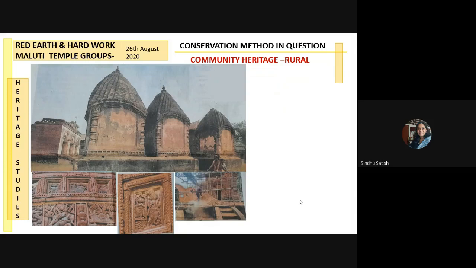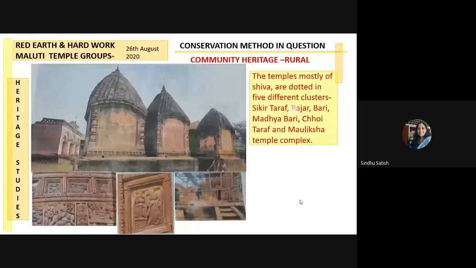Briefly, to give you all a historical background of these temples, they are dotted in five different clusters: Sikir Taraf, Rajarbari, Madhyabari, Choi Taraf, and the Molishka temple complex. Chala architecture, inspired by traditional Bengal huts, as you see in the visual, with their sloping roofs with curved edges, is a very distinctive feature of Maluti temples.